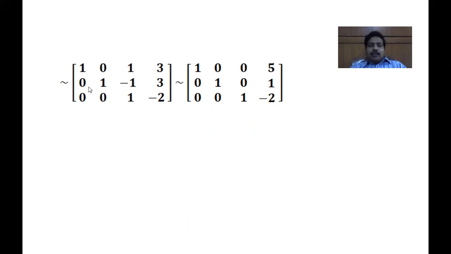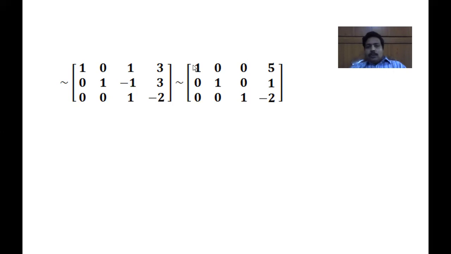So 1 minus 0 is 1, 0 minus 0 is 0, 1 minus 1 is 0, and 3 minus minus 2 is 5. And in the second row, we are adding R2 plus R3 gives us R2. So 0 plus 0 is 0, 1 plus 0 is 1, minus 1 plus 1 is 0, and 3 minus 2 is 1. The third row is kept as this.